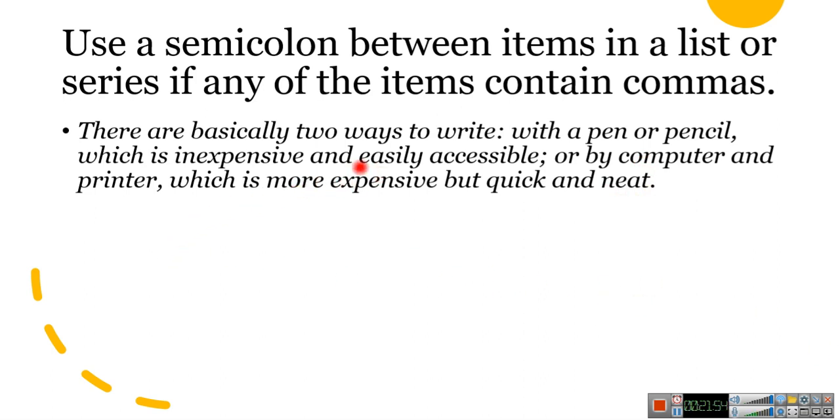We call that a series of items. What items do we have? The pencil and the computer. Within those items, we have commas. What type of comma? Well, it's an explanation. I forgot the name, but it's giving an explanation to the first item. And this one is also giving an explanation to the second item.